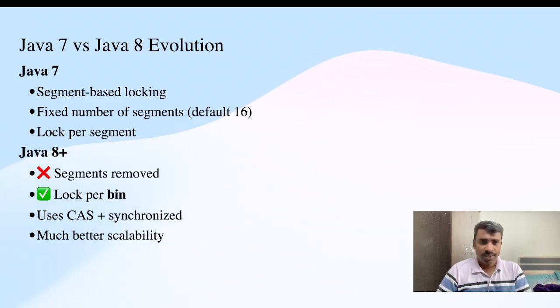So Java 7 versus Java 8, the evolution of concurrent hash map. In Java 7 it was segment based locking. So a fixed number of segments, default was 16, with a lock per segment. In Java 8 plus, the segments got removed, and it started locking per bin. Lock per bin. It uses compare and swap plus synchronized, and has much better scalability in Java 8.